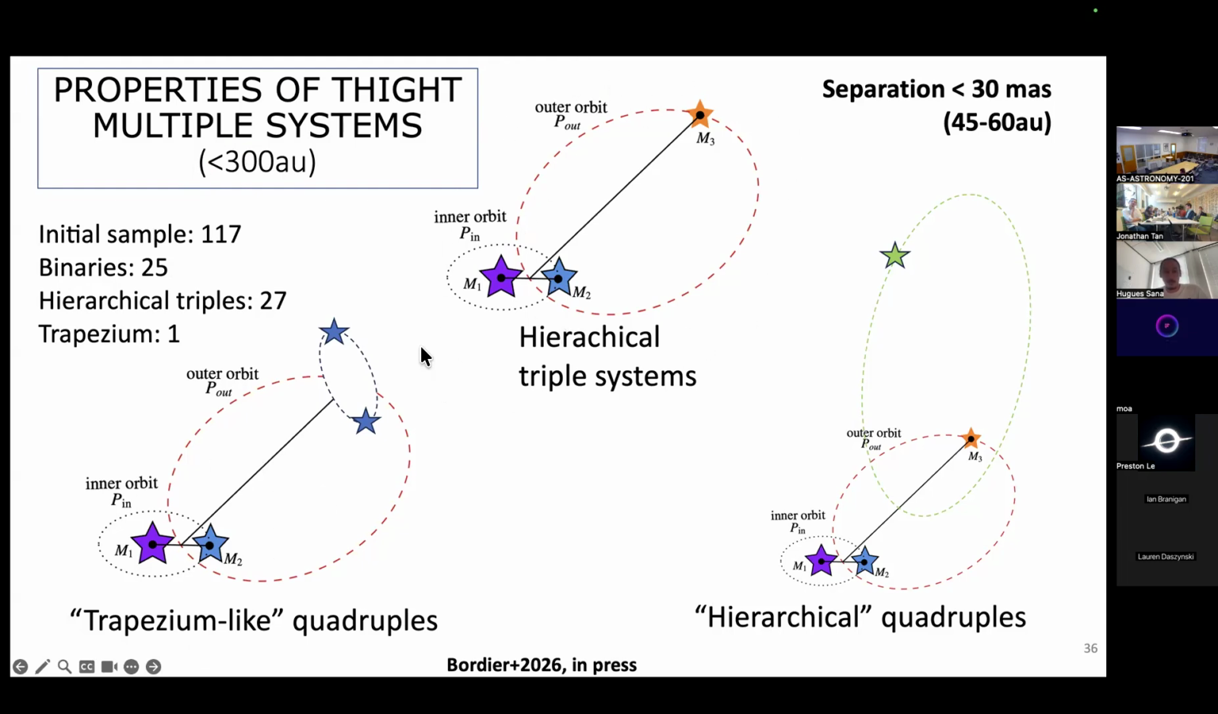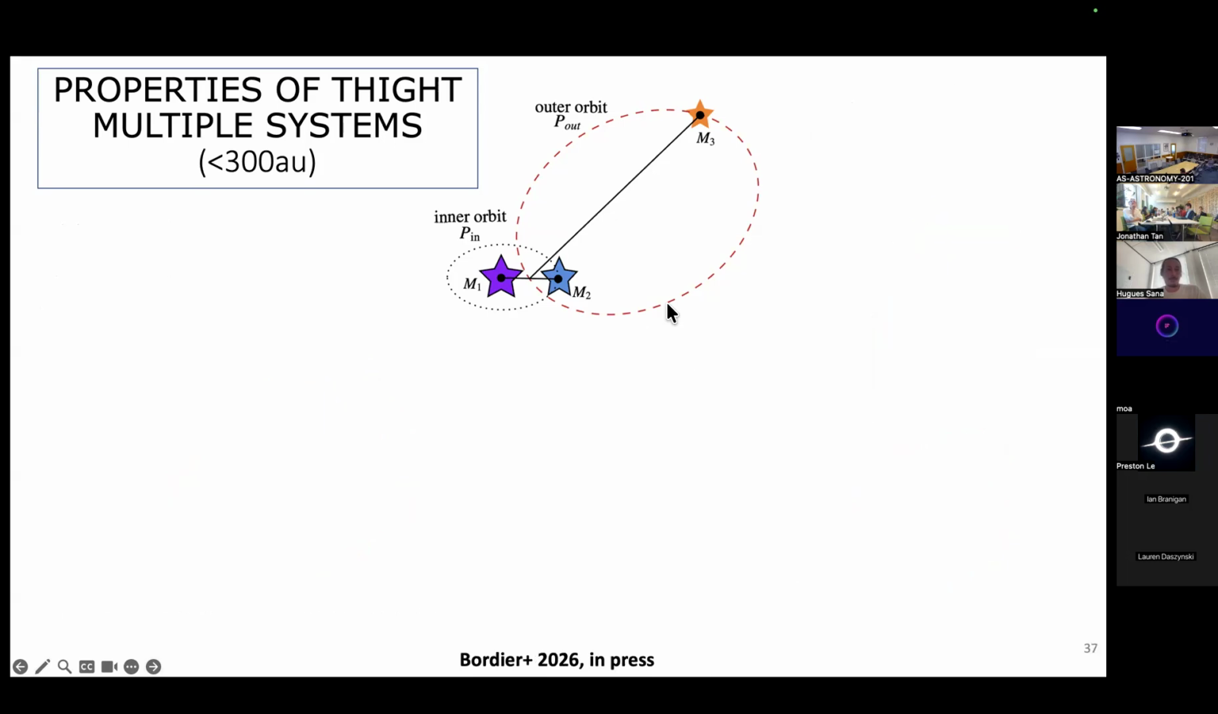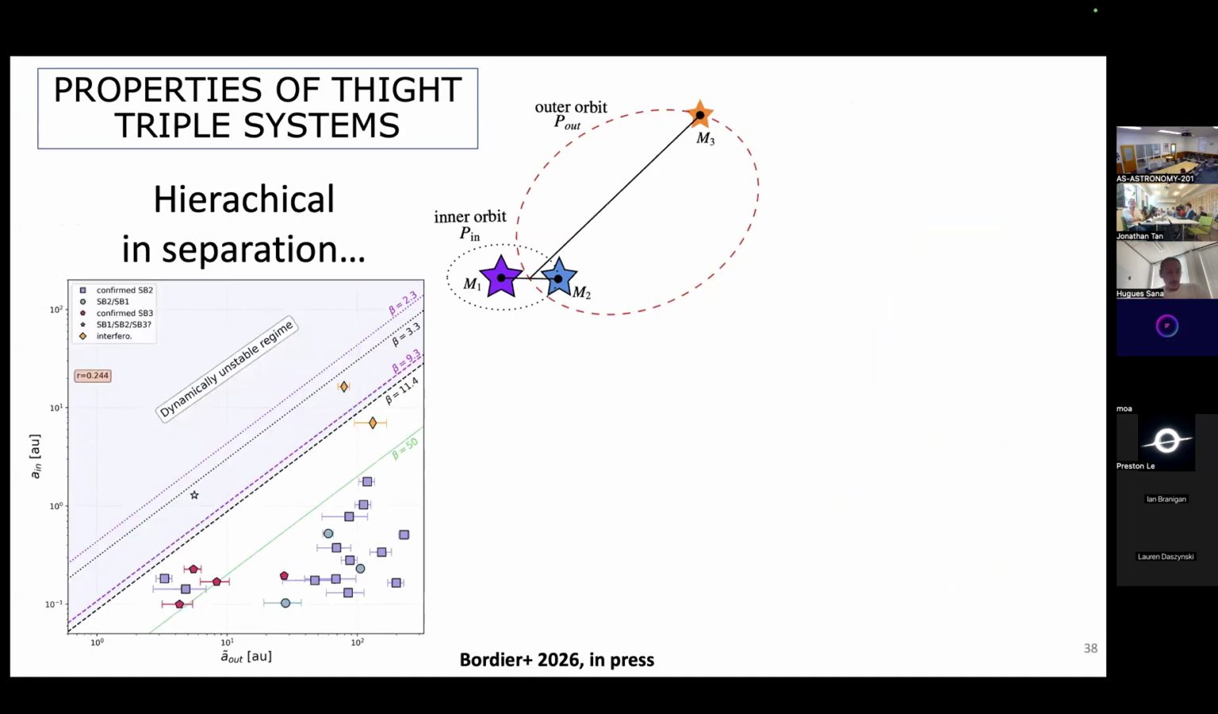So we're not looking at trapezium-like triples. Those occur, but they are much less frequent. And we're not looking at hierarchical triples where we have an inner binary, a third companion, and then an even further away fourth companion. We are in this configuration. That has been studied by Emma Bourdier, former PhD student, and the paper is now accepted.